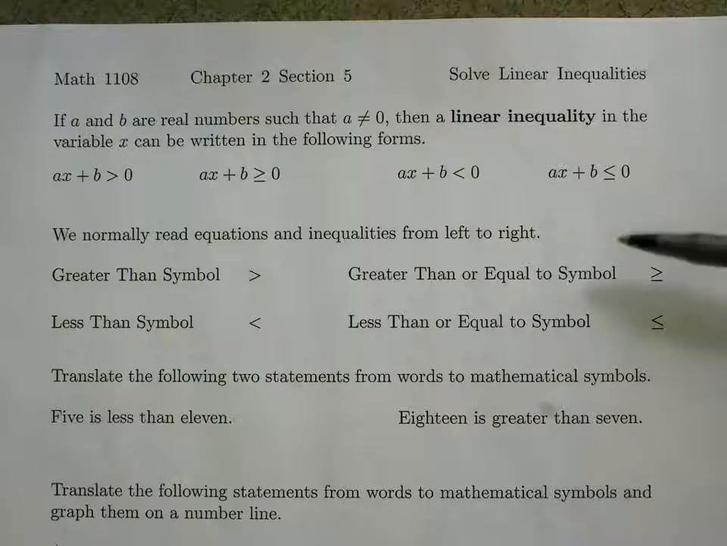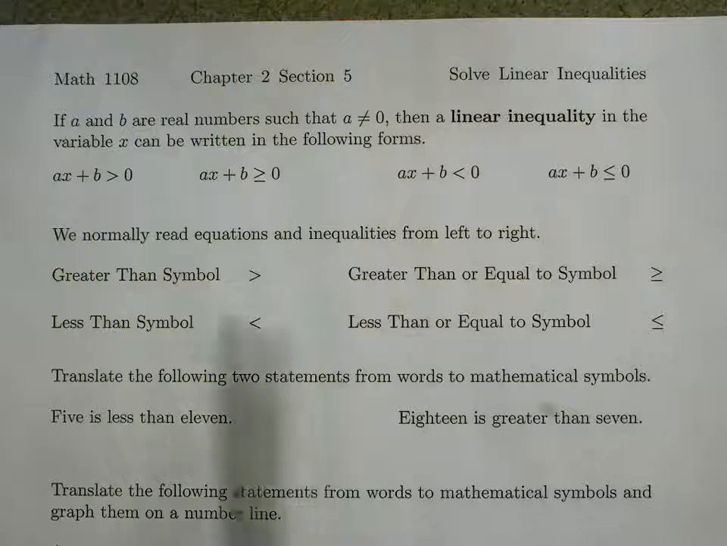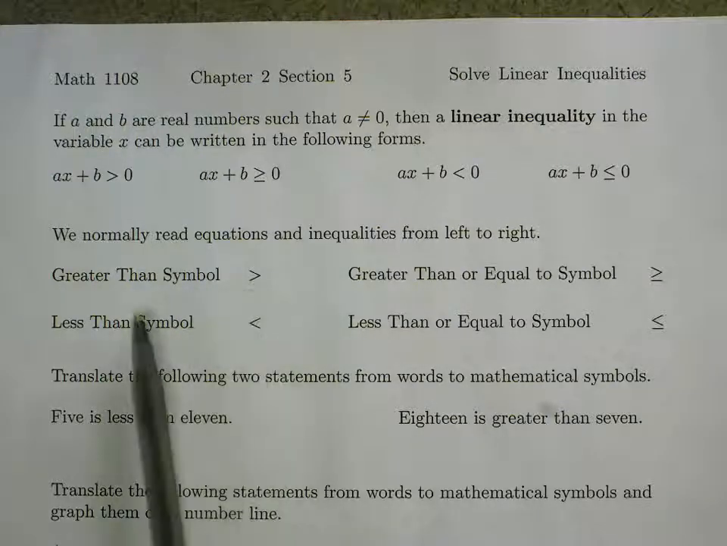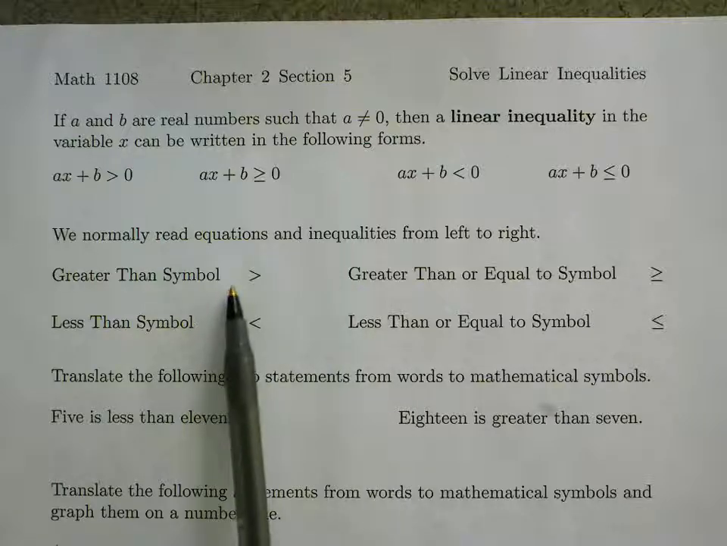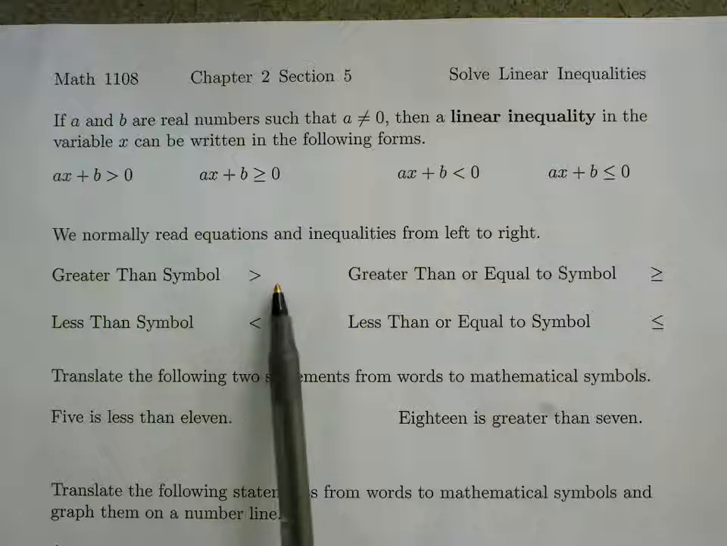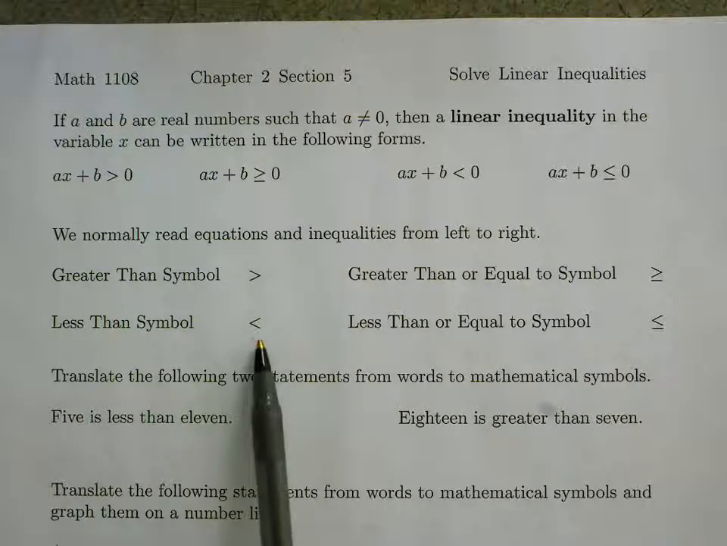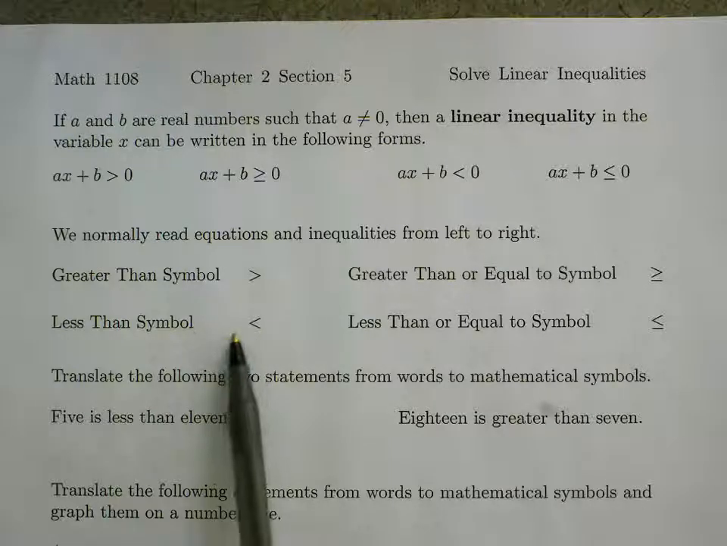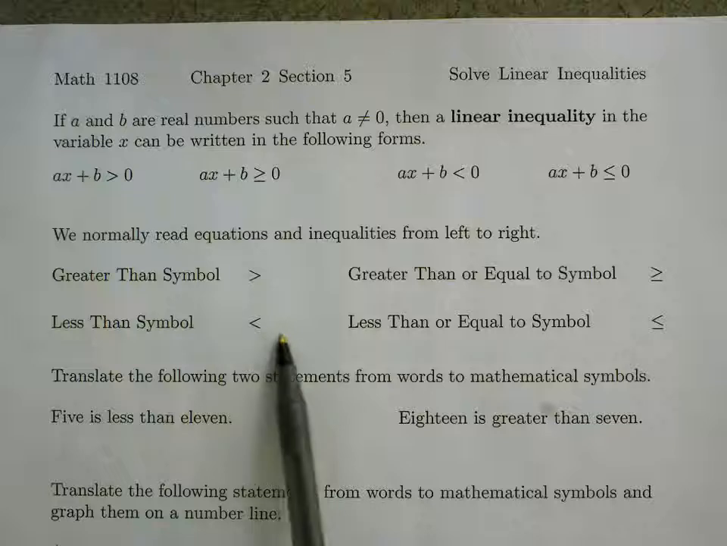We normally read equations and inequalities from left to right. So the greater than symbol looks like this. If we go from left to right, it implies that whatever is on the left is greater than whatever is on the right. Below that, we have the less than symbol. So whatever is on the left is less than whatever is on the right.